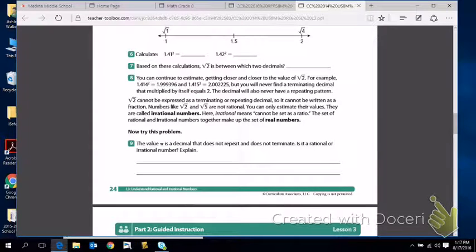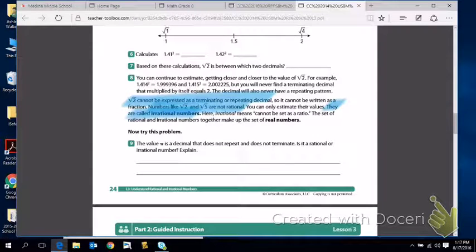The decimal will also never have a repeating pattern. So the square root of 2 cannot be expressed as a terminating or repeating decimal, so it cannot be written as a fraction. Numbers like the square root of 2 and the square root of 5, which are not perfect squares, are not rational. You can only estimate their values. They are called irrational numbers.